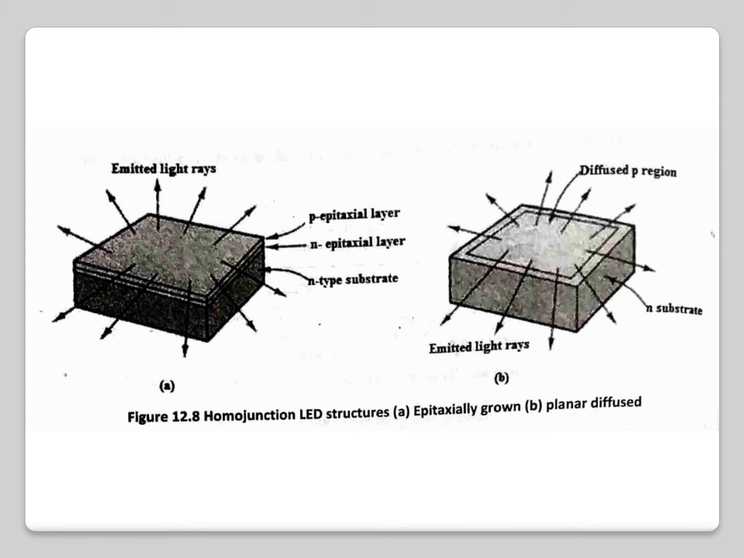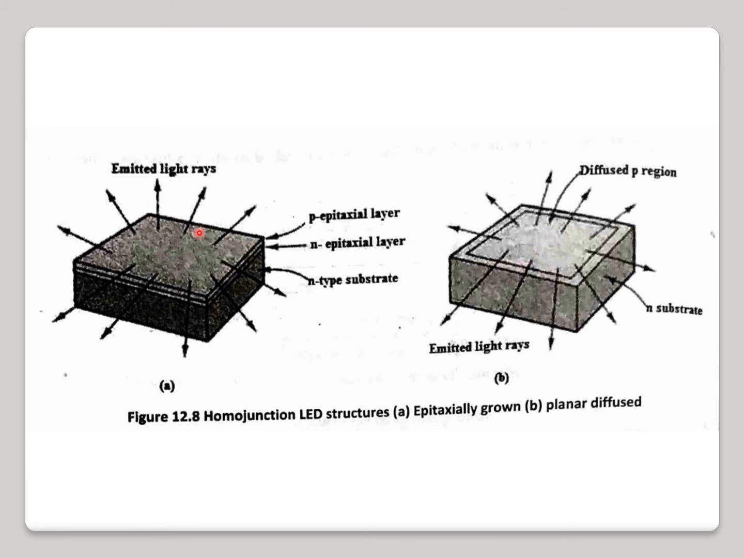Now let us see the classification of LED. LEDs are classified into two types, homojunction LED and heterojunction LED. In case of homojunction LED, two different dopings of the same type of atoms are used. So here we are using the same type of atoms for fabrication of p-type as well as n-type material. Here two examples are shown, one is epitaxial and one is planar diffused. Here epitaxially grown P layer and N layer are used for LED fabrication. Here diffused P and N regions are used for LED fabrication.